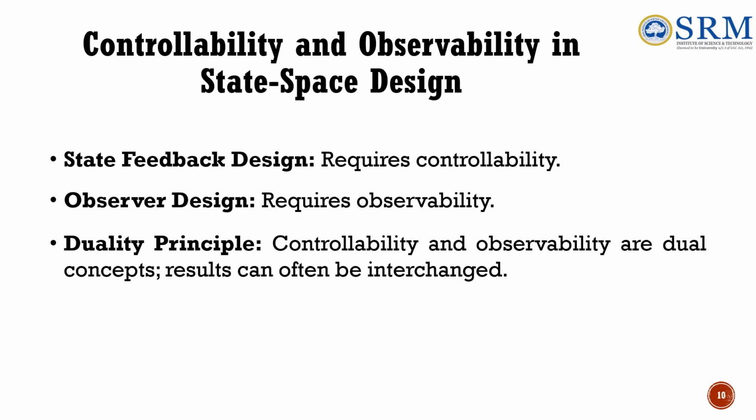Controllability and observability in state space design. State feedback design: controllability is an essential tool to design a state feedback controller that can drive the system to desired states. Observer design: observability is required to estimate system states from its output for effective monitoring. Duality principle: controllability and observability are dual concepts, meaning many results for one apply to the other in reversed manner.